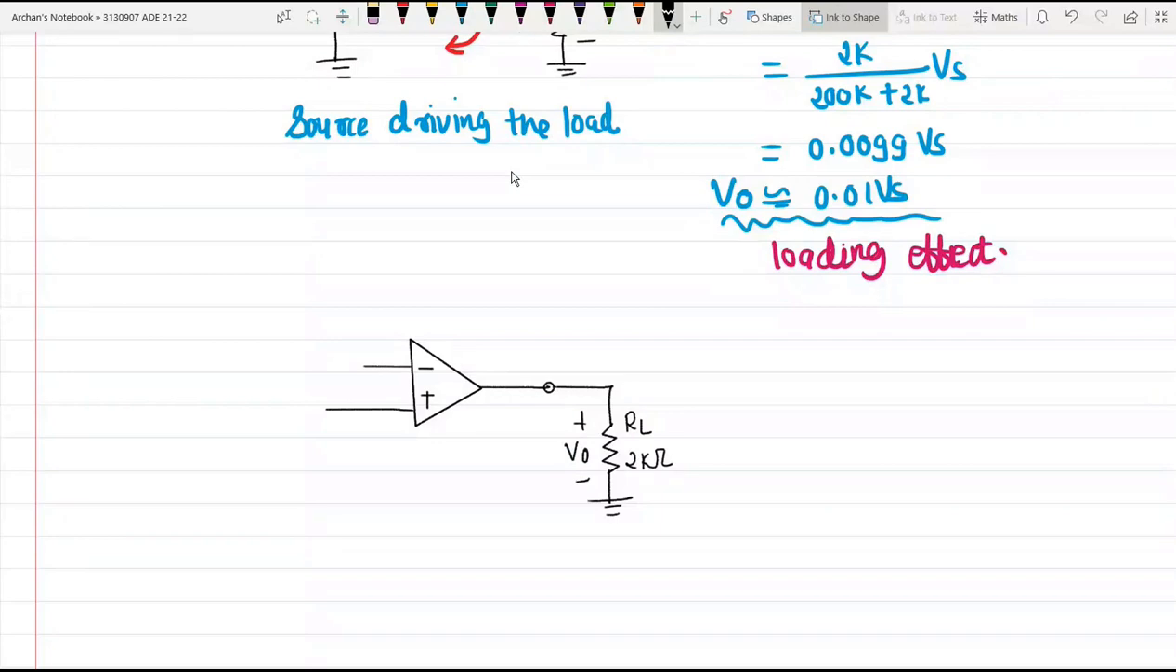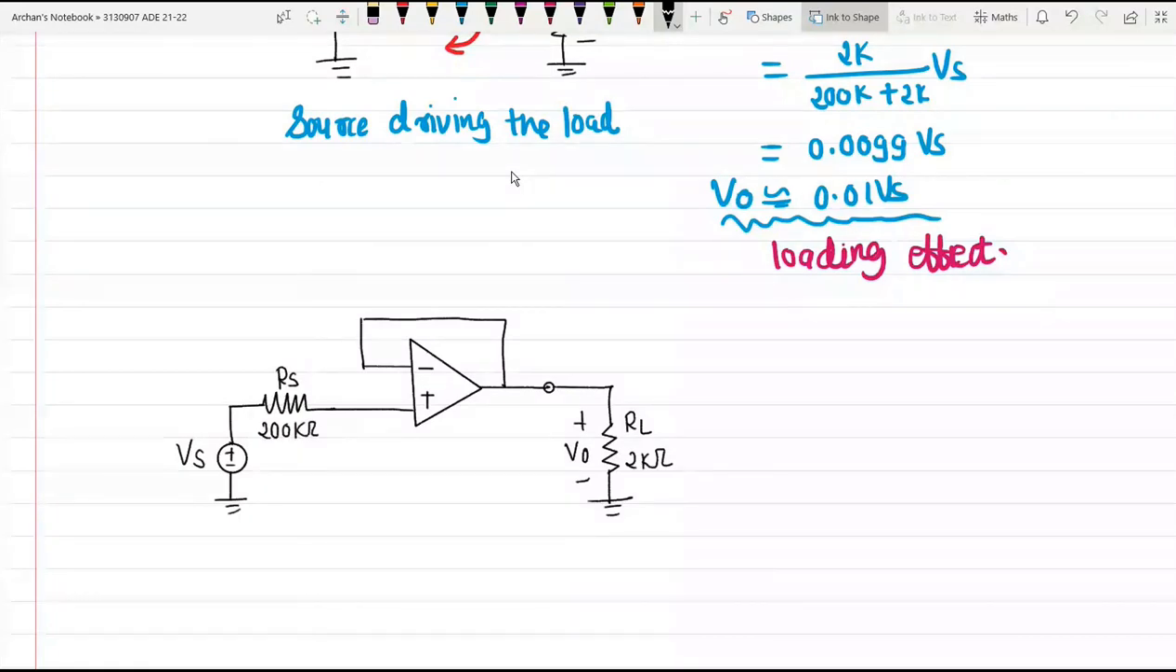Okay, and we will provide a feedback to inverting terminal like this. Okay, now at the input side we will connect our source supply voltage. Okay, so this is the supply voltage Vs having Rs in series. Typical value of Rs is provided 200 kilo ohm. Okay, so this dashed orange box indicates the voltage follower circuit.